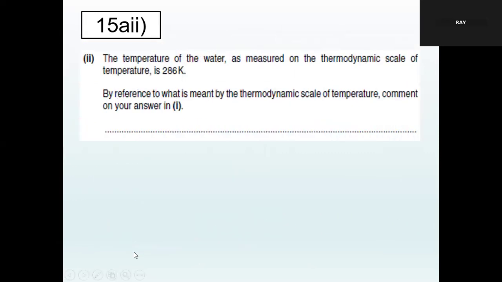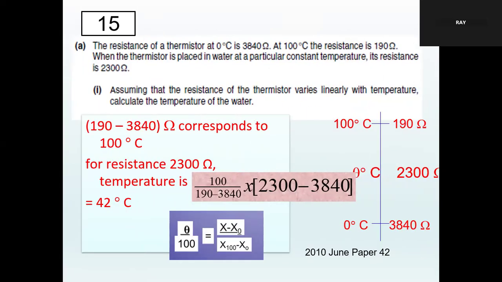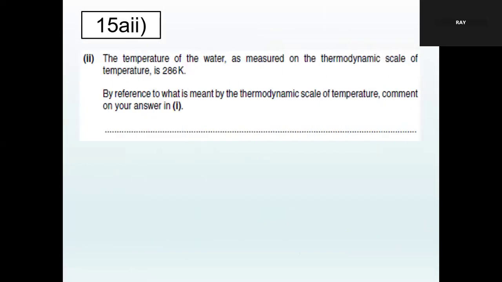Okay. Temperature of water as measured in the thermodynamic scale is 286 Kelvin. By reference to what is meant by thermodynamic scale of temperature, comment on your answer in one. Answer in one is 42 degrees Celsius. So how to comment?